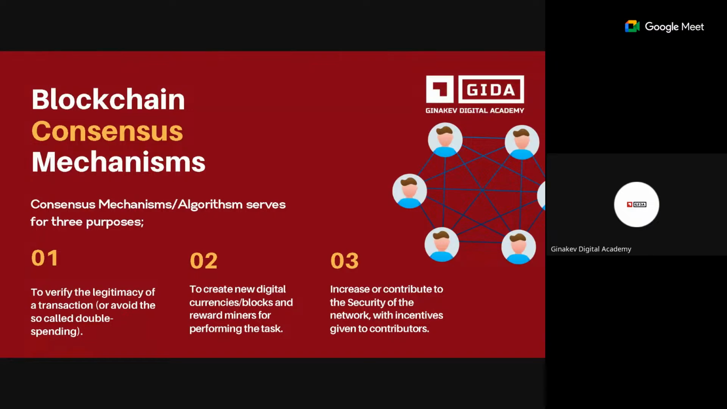The third, number 3, is to increase or contribute to the security of the network, with incentives given to contributors. This is just like what I explained earlier on, right? Which is the main aim of a consensus mechanism, helping to secure the network.